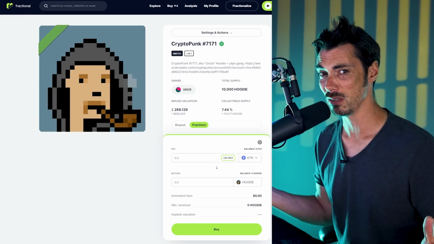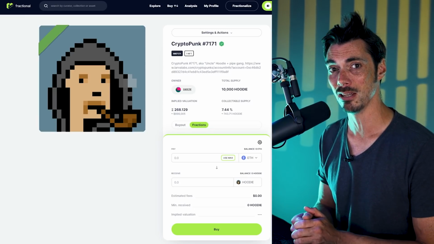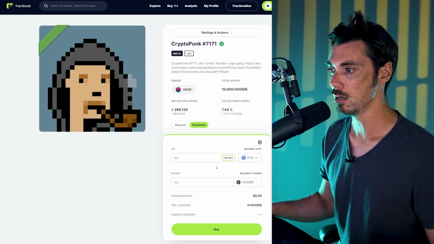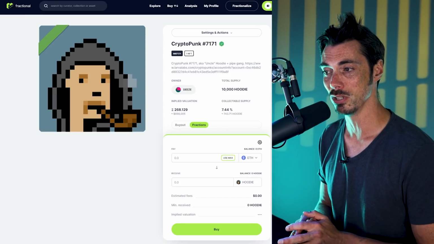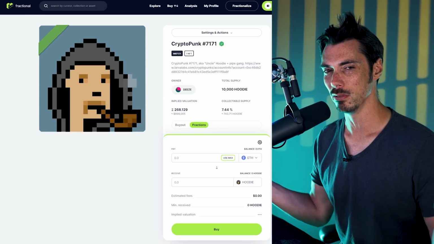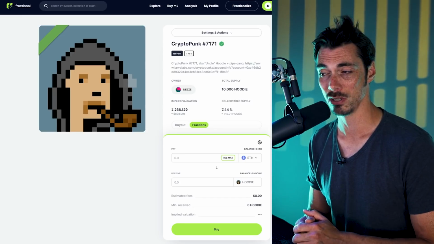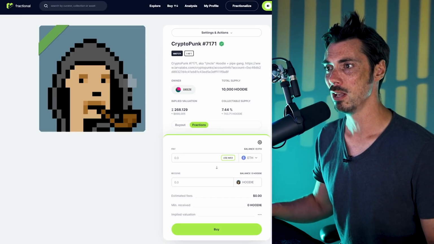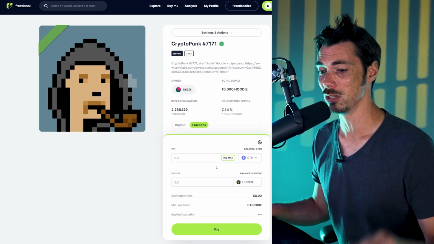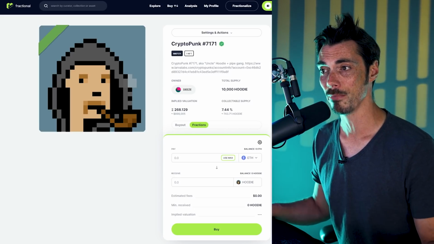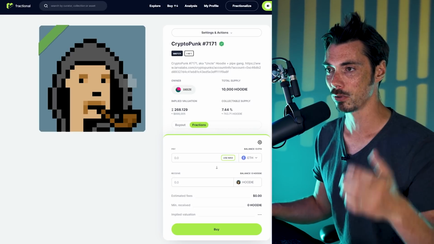So if you want to gain exposure to Hoodie, which is this token that represents this punk, which if we think about where this is going, might end up being extremely valuable, then you might want to dollar cost average in, because what tends to happen with sort of smaller shitcoins, as we say, is they're extremely volatile. And so there might be moments where they just plummet in value, and you can take advantage of that if you're set up correctly.